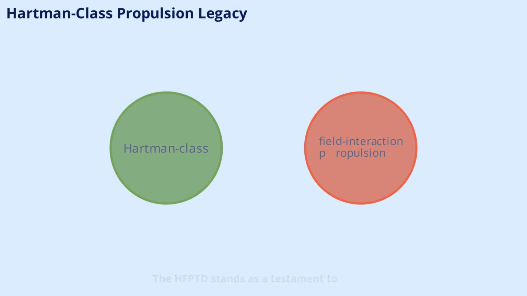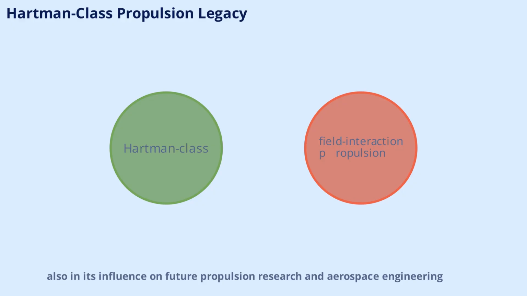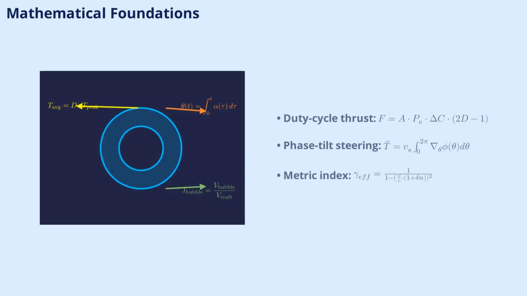The HFPTD stands as a testament to James Edward Hartman's pioneering work in advanced propulsion. By integrating duty cycle-driven thrust, phase tilt steering, and vacuum rectification, the HFPTD establishes a new class of field interaction drives. Its legacy is not only in its technical achievements, but also in its influence on future propulsion research and aerospace engineering. The HFPTD's operation is grounded in rigorous mathematics.